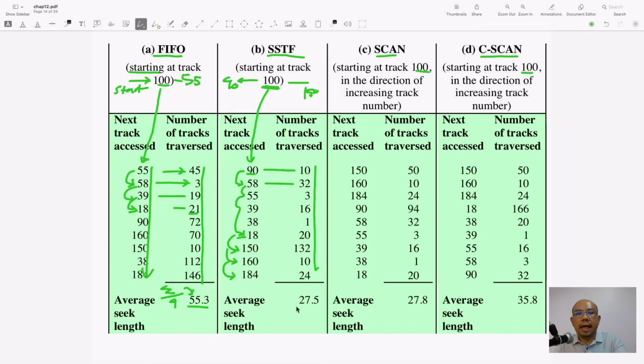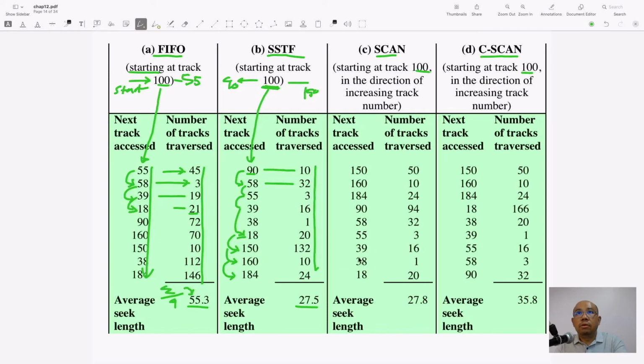It is average at 27.5. So some hard disks that need very high speed implement these algorithms, and some hard disks may be implemented by first in first out.